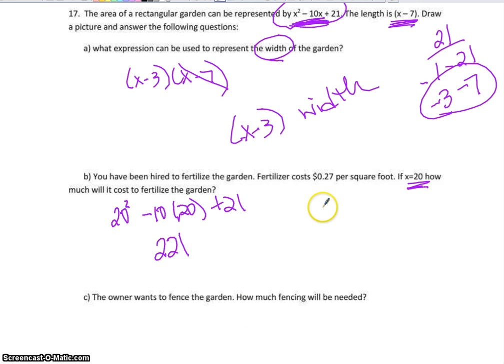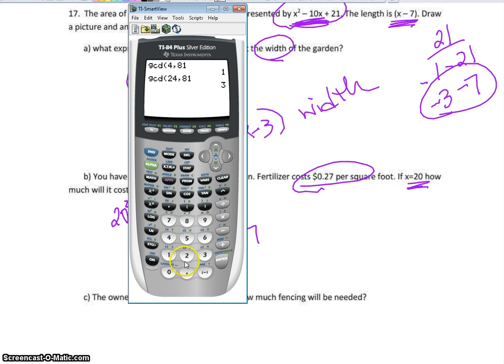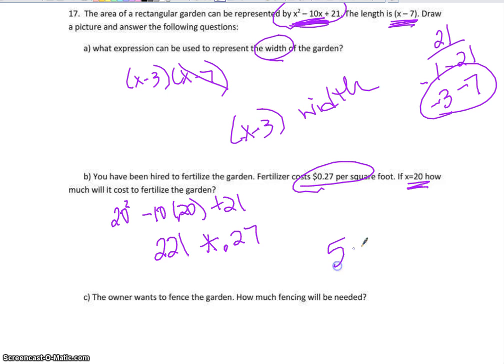That's the size of the garden, but it costs 27 cents per square foot, so you're going to multiply that by 0.27. So 221 times 0.27 and you get $59.67. It is money. Put a dollar sign.